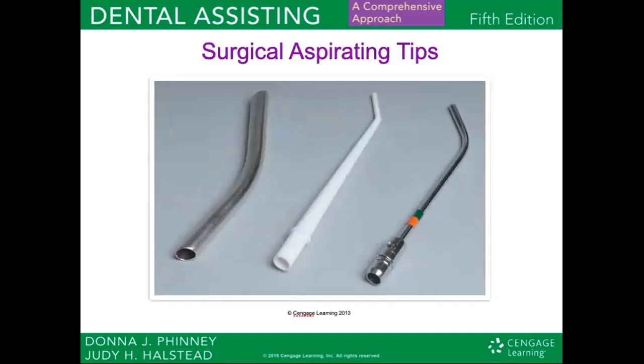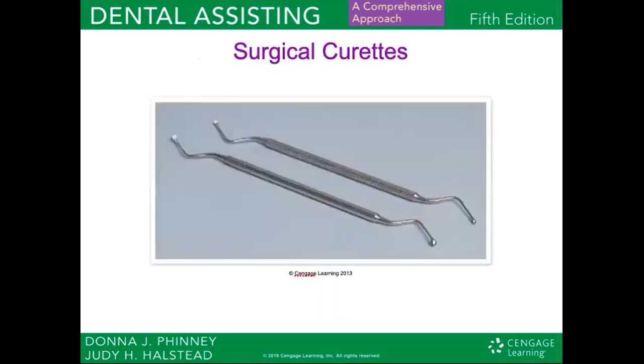Surgical aspirating tips are long, tapered tubes used to remove blood and debris from the surgical site through suction. Surgical curettes are used for curettage and debridement of the tooth socket of the diseased tissue, and they come in various sizes.